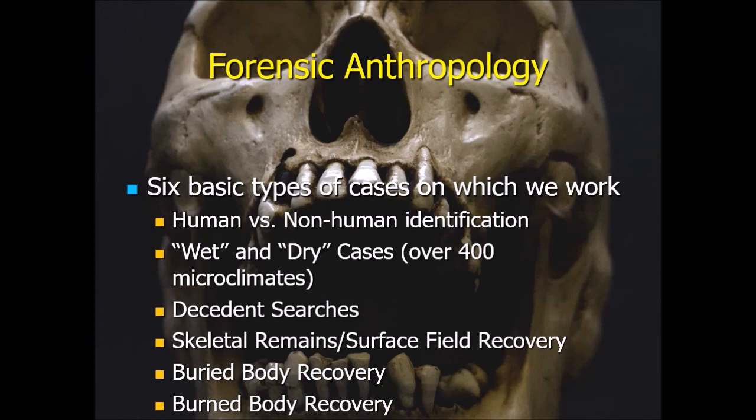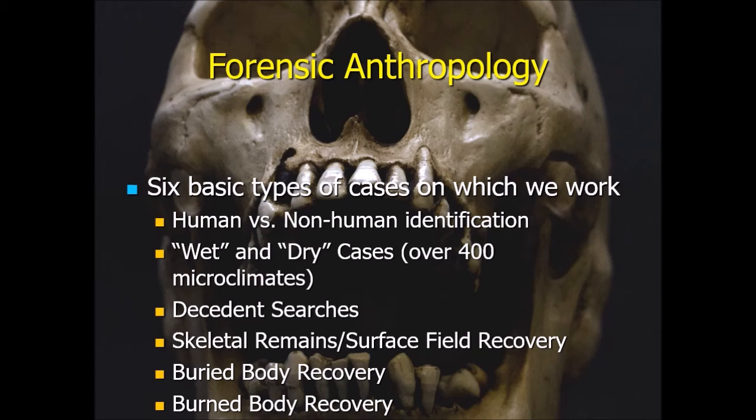There are six fundamental basic types of cases that we work on. Human versus non-human. This is 99% of what we do, especially, oddly enough, in big cities. City folk don't know what animal bones look like. So more often than not, we get either called out or it gets plopped on our desk: hey, is this human? That's literally the first question that we have to answer. Because 9 times out of 10, it is non-human, meaning it's deer or pig or something like that. That's the majority of what we get is non-human stuff, especially in cities.